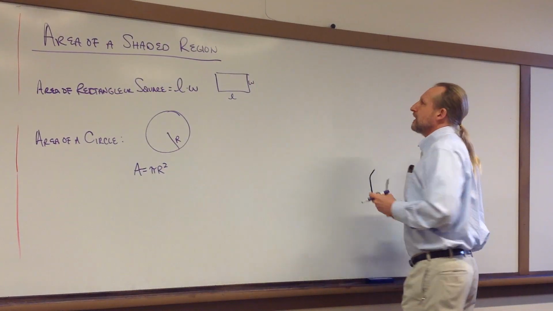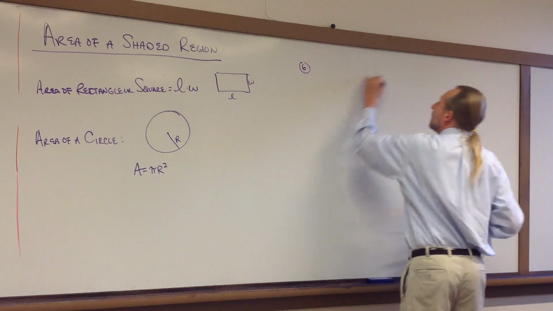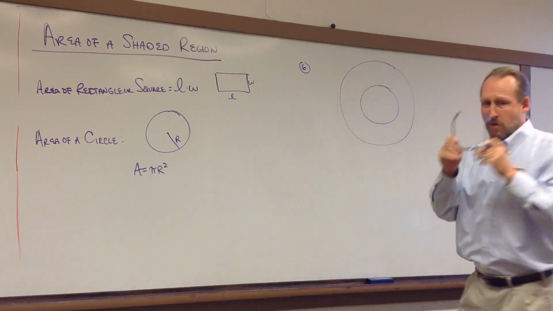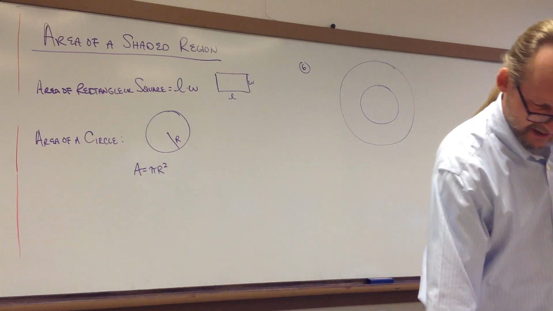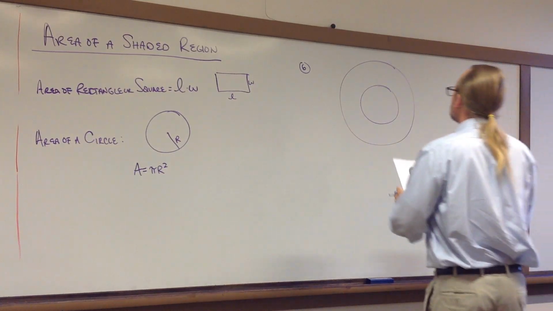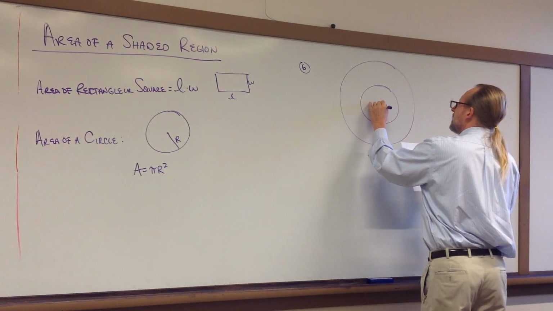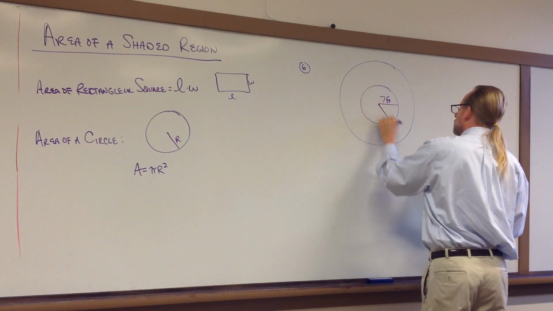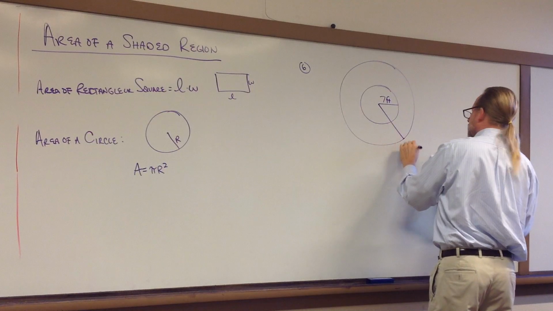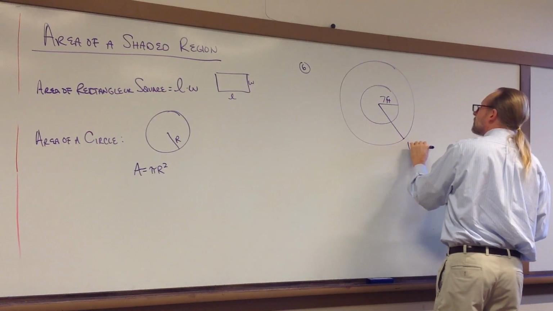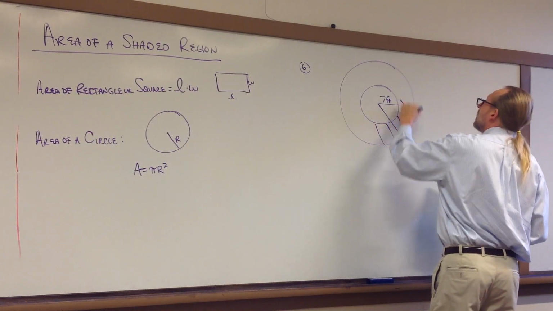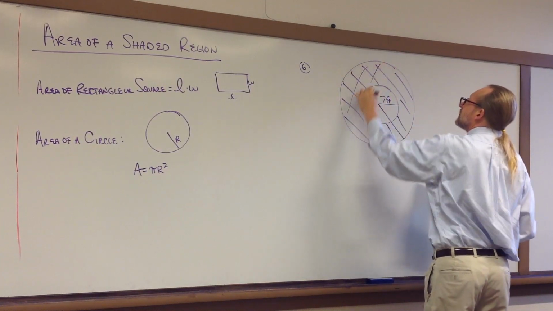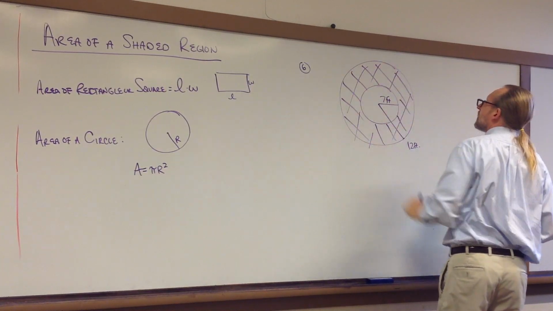And number 6, I believe we've got a circle inside a circle again. Yeah. And so let's see here. So the radius for that inner circle is 7 feet. The radius for the outer circle is 12 feet. And again, our shaded area is this region, this donut region right here.